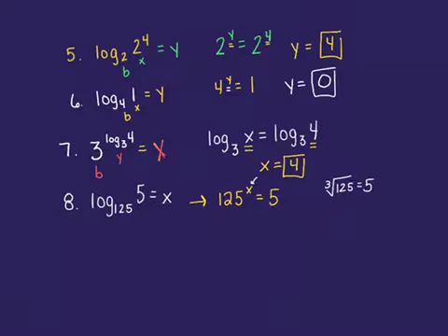So this would be 125 to the 1/3 power. Remember, that's the same as the cube root. So x is equal to 1/3. So anytime you're raising a bigger number to a power and getting a smaller number, you're either using a negative exponent or a rational exponent.